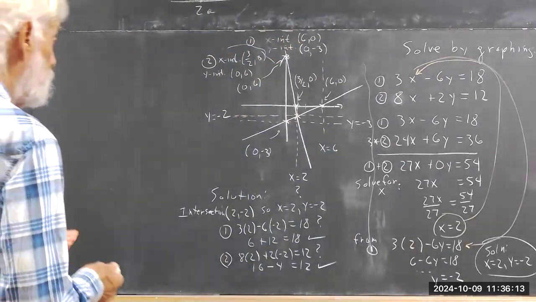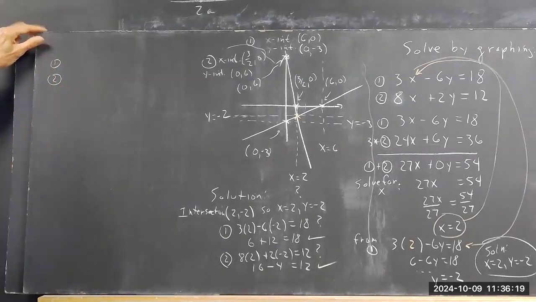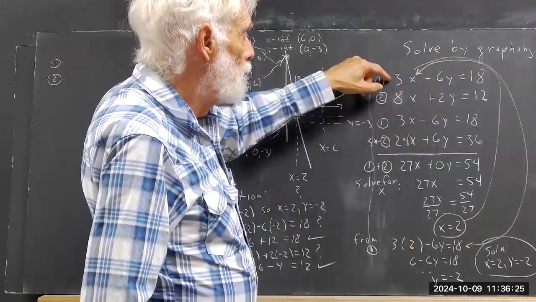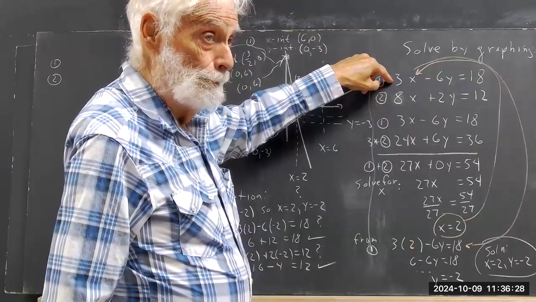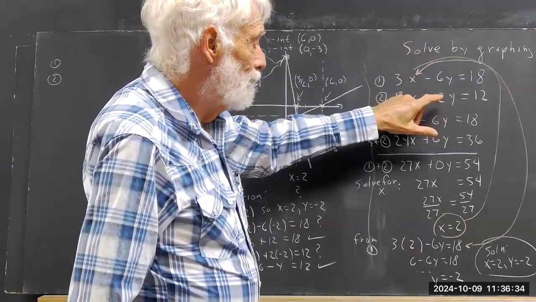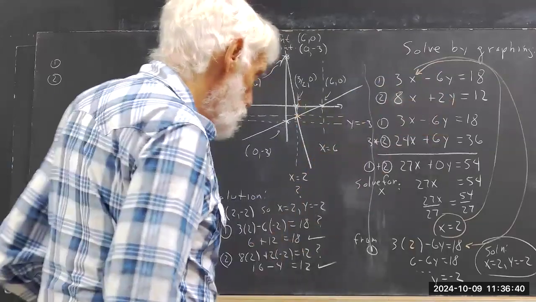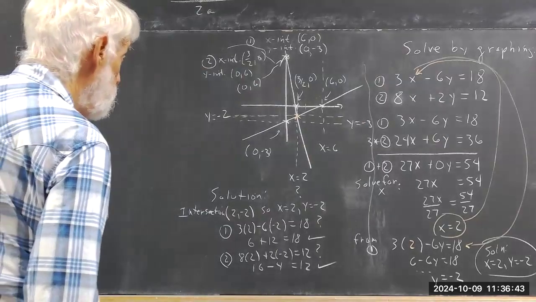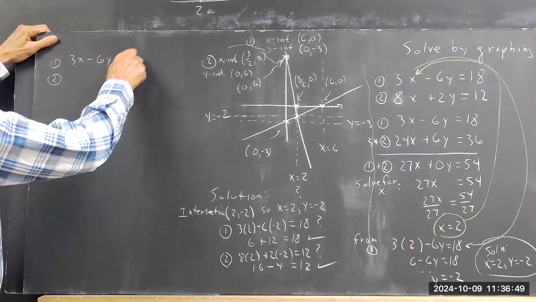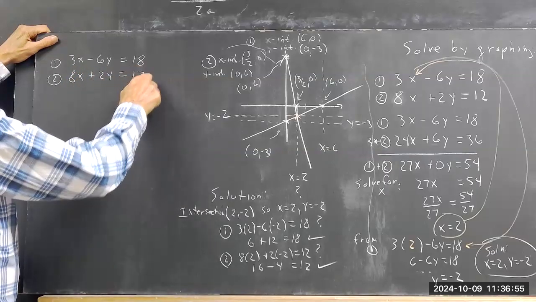So I'm going to solve the system once more. Show what happens if, let's say that, well, 8 is not a multiple of 3, right? Okay, now let's just say that in many cases, this coefficient won't be a multiple of this coefficient, right? So if they're not whole number multiples, what you have to do is something like this. So here's the first equation, 3x minus 6y equals 18. 8x plus 2y equals 12.